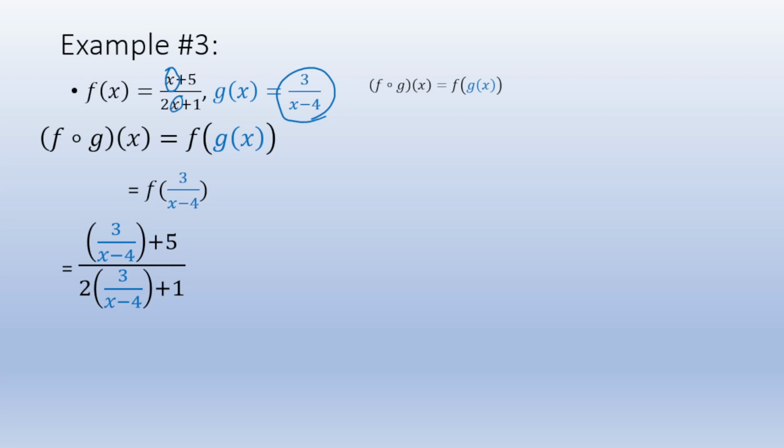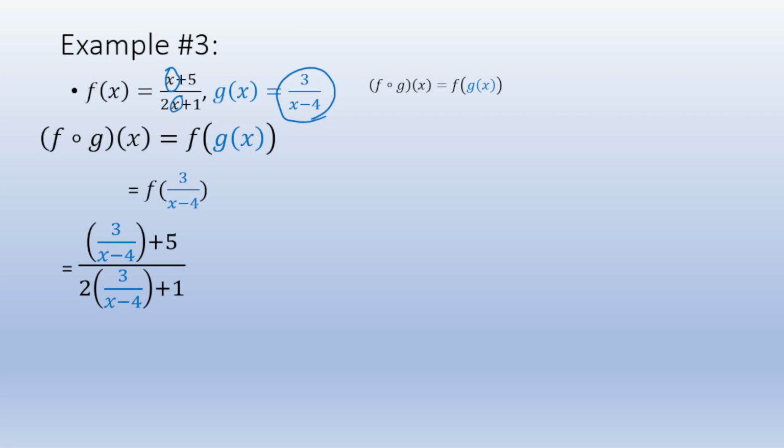In the denominator, which was 2x minus 1, this will be 2 times 3 over x minus 4 plus 1. So here we have a bit of a mess. We've got fractions inside of fractions. Now, before we look at trying to clear this out, let's do a little bit of cleaning up here.